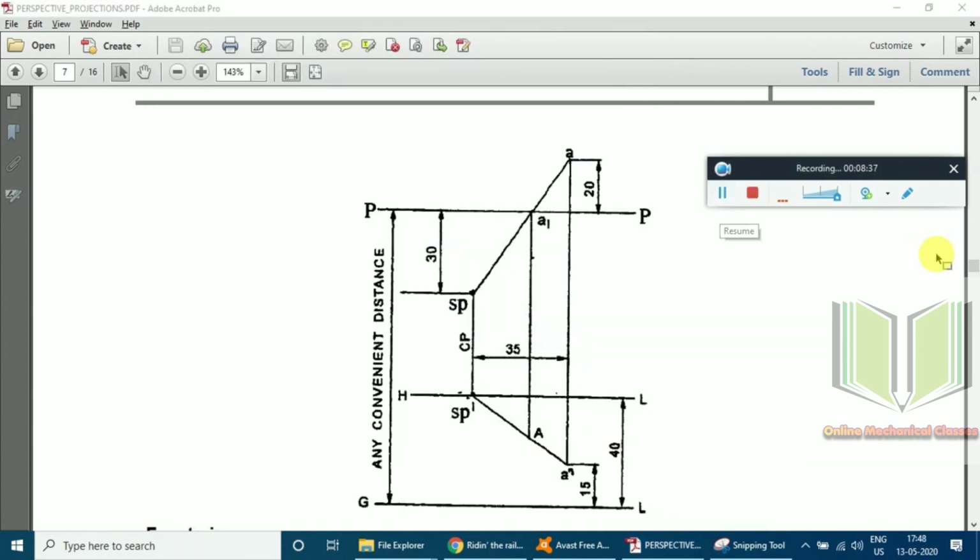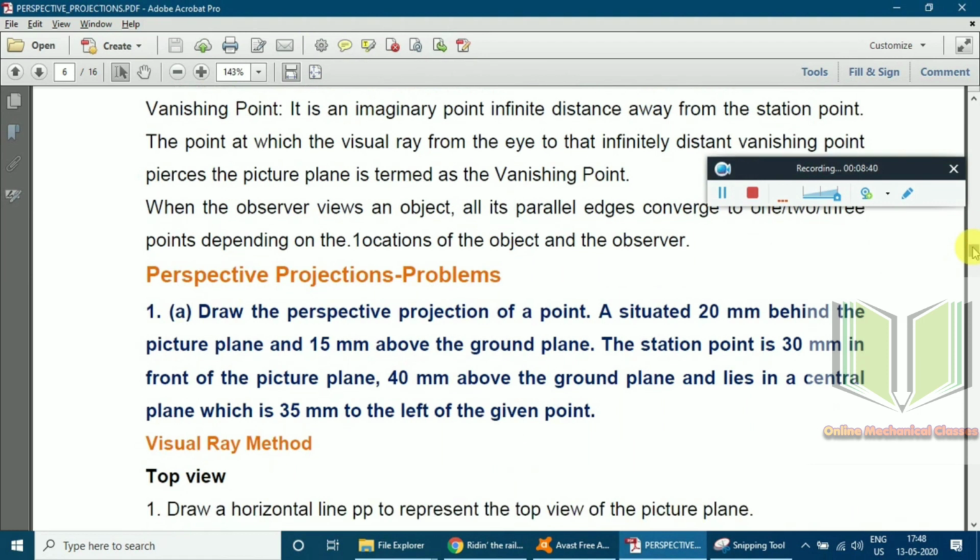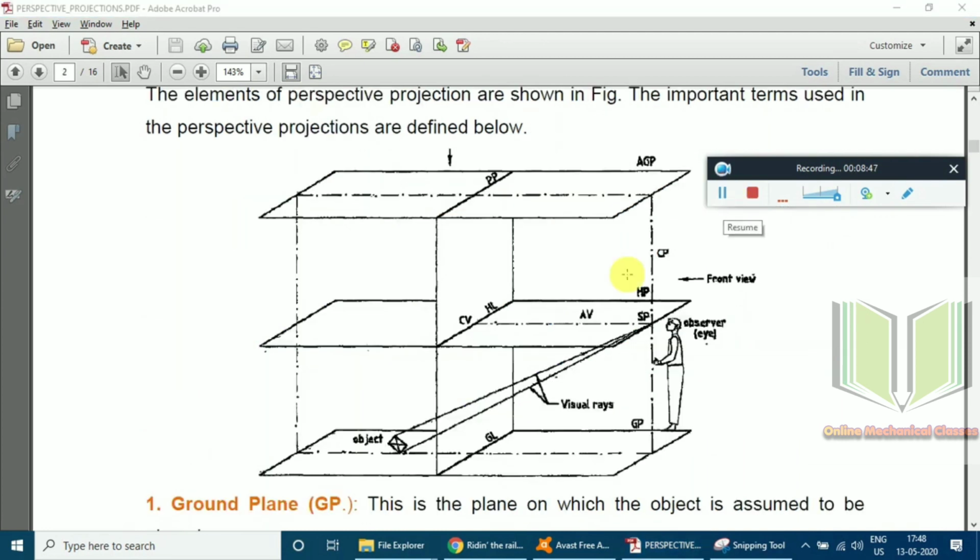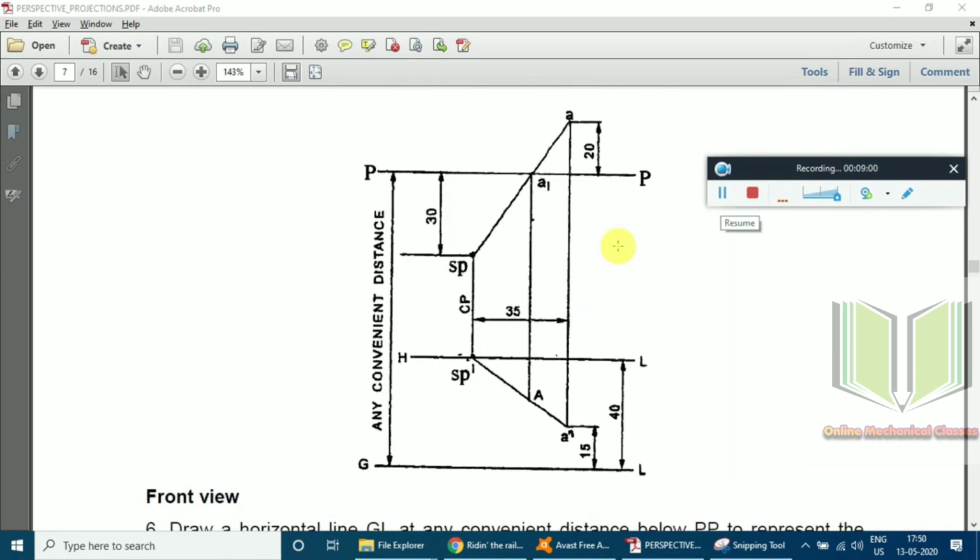Next, the station point is 30 mm in front of the picture plane. This is the station point, 30 mm in front of the picture plane. As I said, behind means we draw above, and in front means we draw below. So we have drawn the station point 30 mm in front.